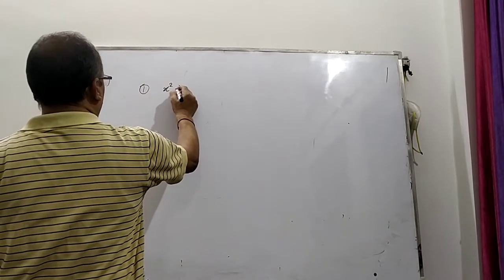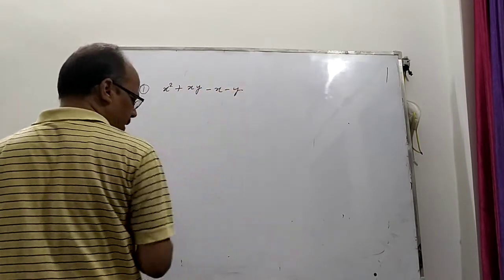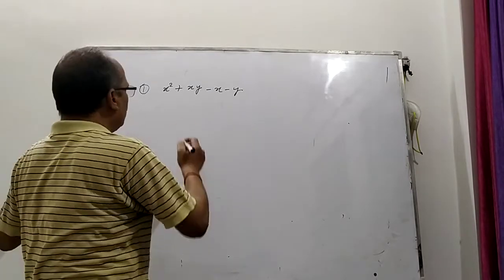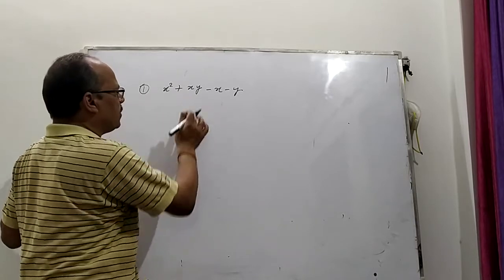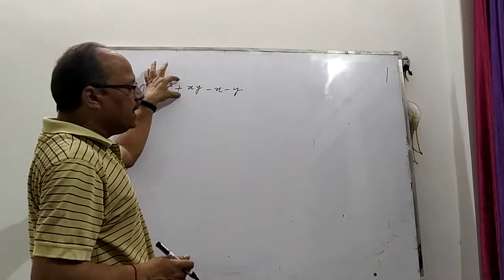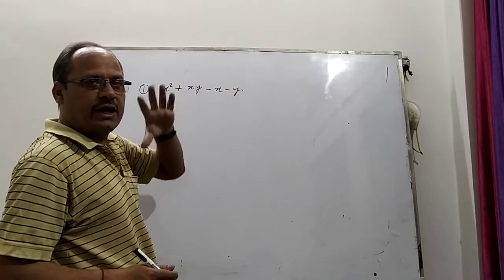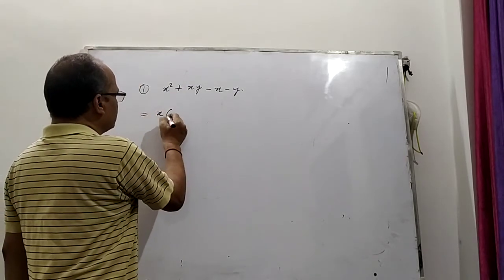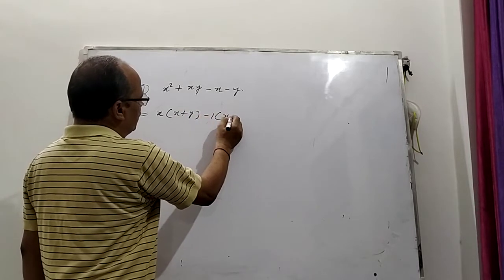x square plus xy minus x minus y. So you see this, if you take the x common, what will be here? x plus y. Minus 1 common, x plus y. What will remain here? The same thing will remain after factorization, after taking the common. So here you take the common x plus y, here minus 1, x plus y.